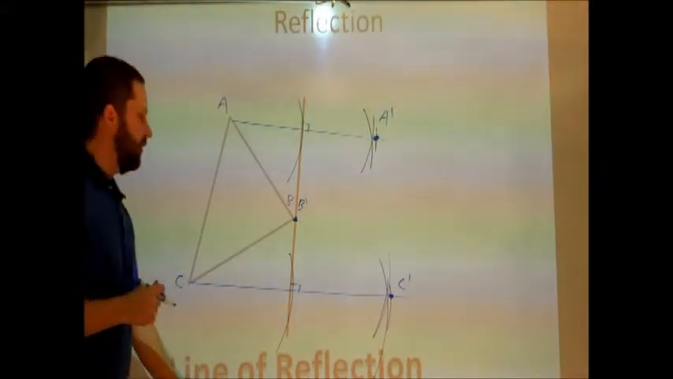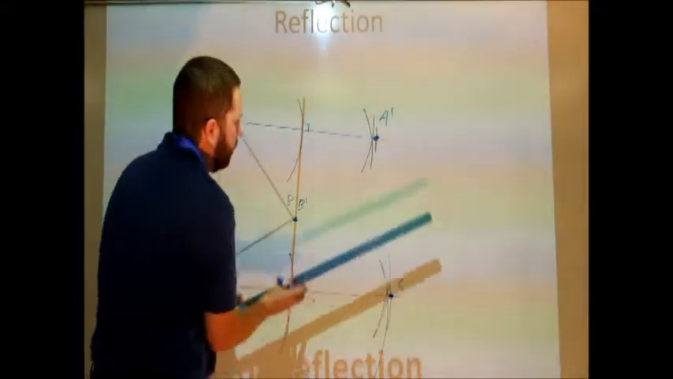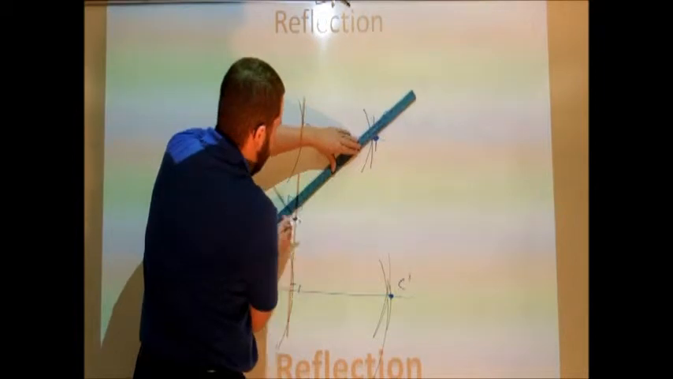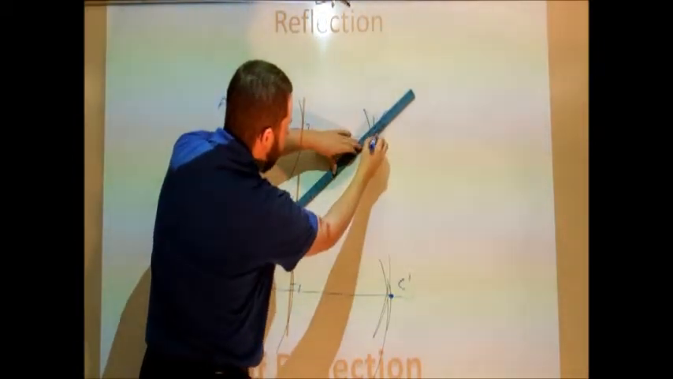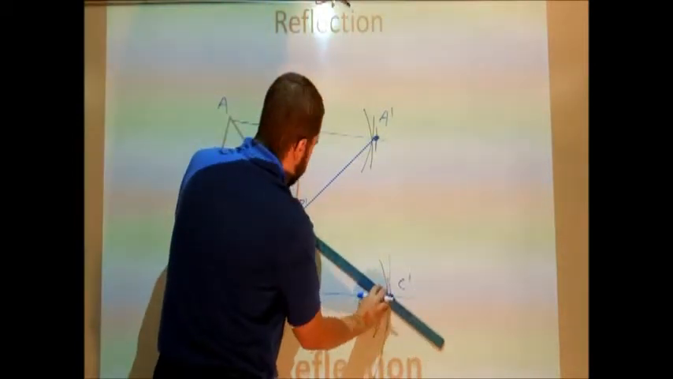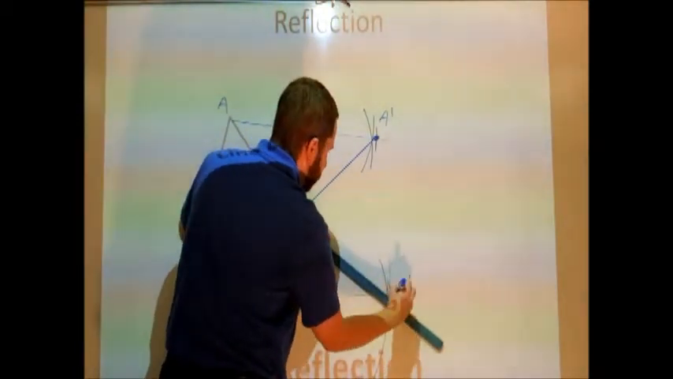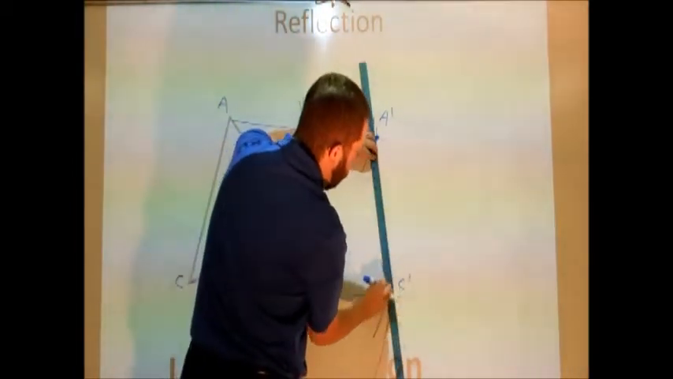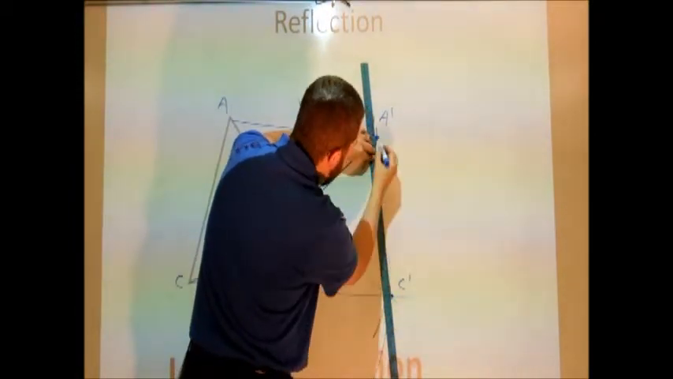Then I can connect my 3 points, and if I did this correctly, which hopefully it's pretty close, I should end up with a similar triangle, but on the other side of the line of reflection.